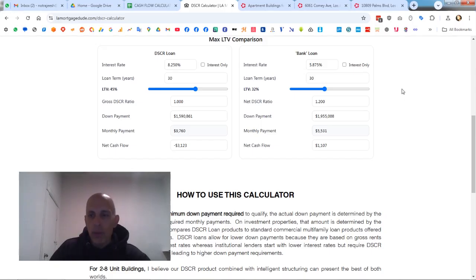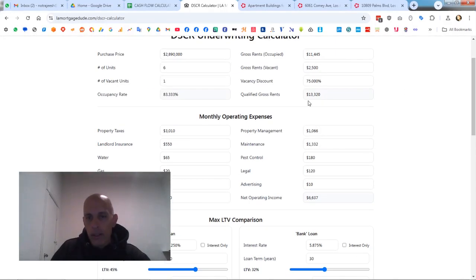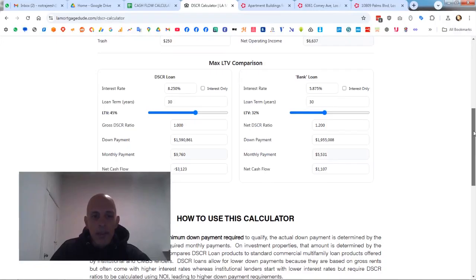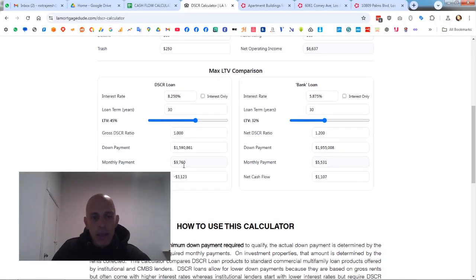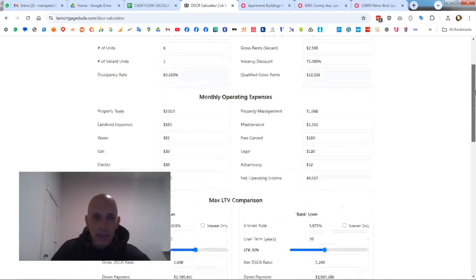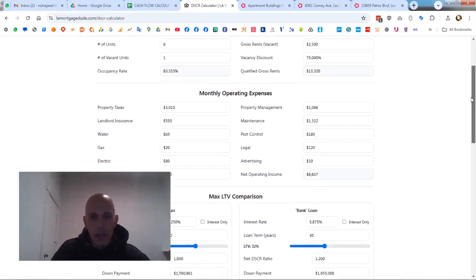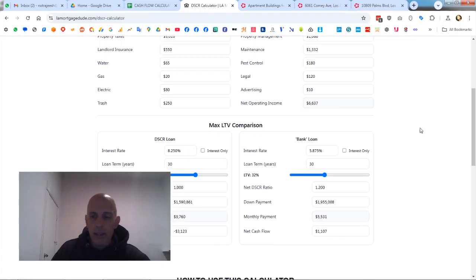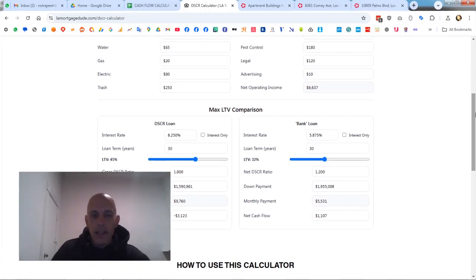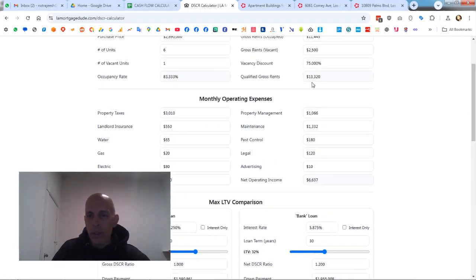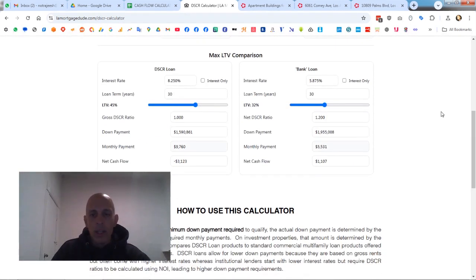So we have gross rents right here, which is $13,000, divided by the monthly payment, which is $97.60, plus $3,000 plus $550. So $35.60 right there. $35.60 plus $97.60 is approximately equal to the $13,320 over there. So $13,000 divided by $13,000 is equal to 1. And that's how you get this gross DSCR ratio.